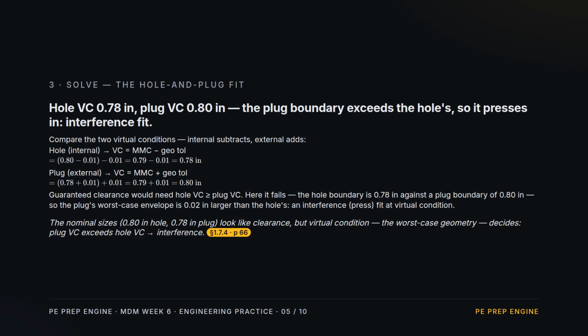Solve Problem 2. Compare virtual conditions. Internal subtracts, external adds. The hole's boundary works out to 0.78, the plug's to 0.80. Guaranteed clearance would need the hole boundary to be the larger one, but it isn't. The plug boundary is 2/100ths bigger, so the parts press together. Interference, even though the nominal sizes looked like clearance.